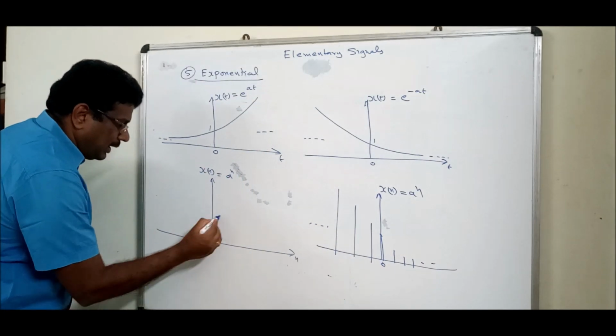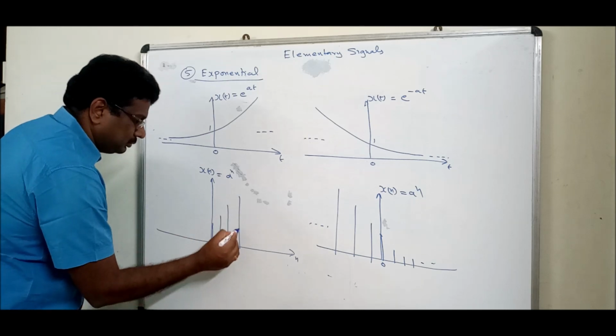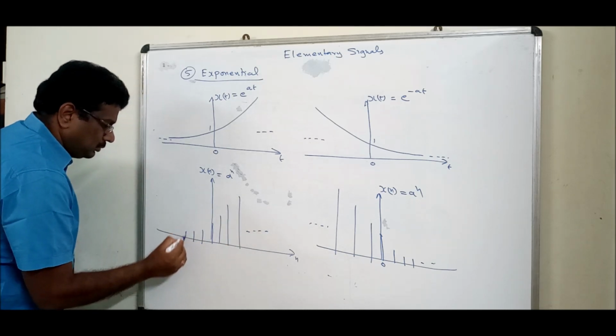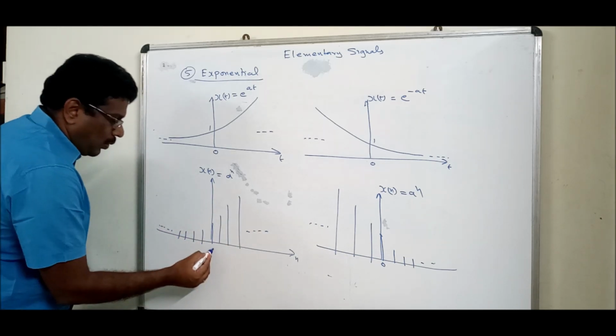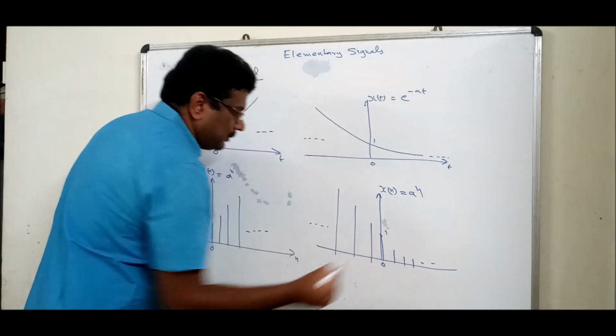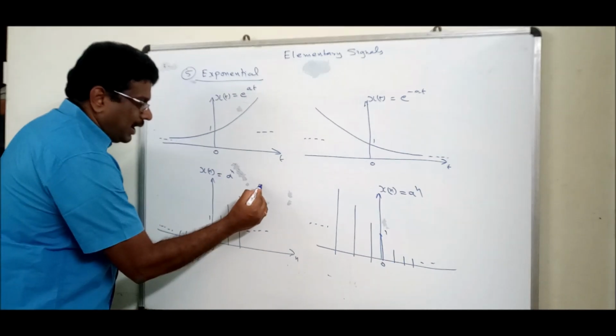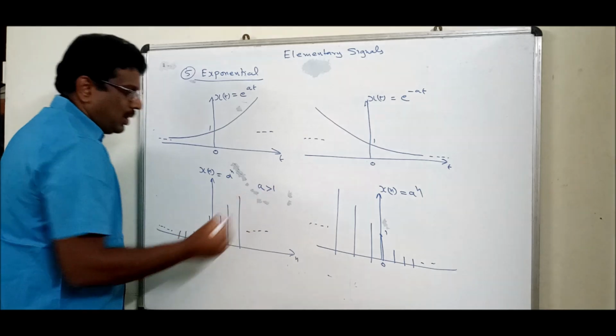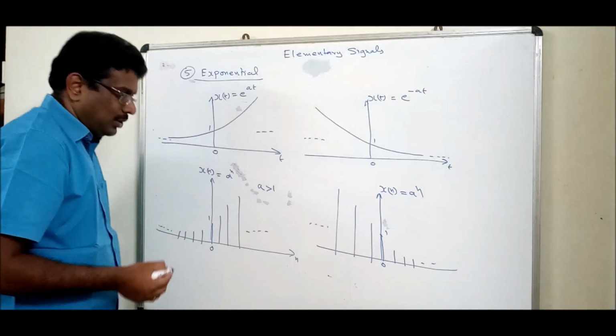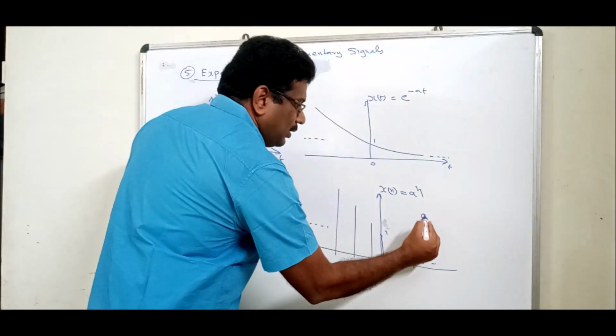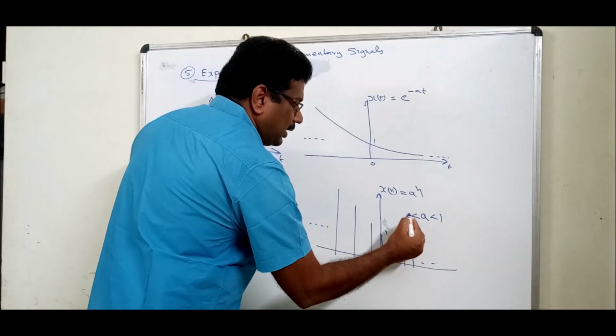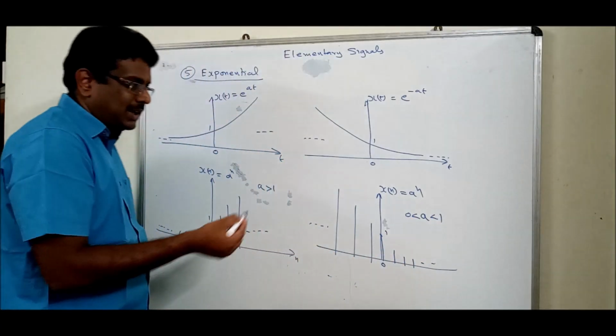What about growing? Sir, what is the next classification here? If a value is greater than 1, obviously it is growing. If a value is lesser than 1 and it is greater than 0, a fraction, then it is decaying.